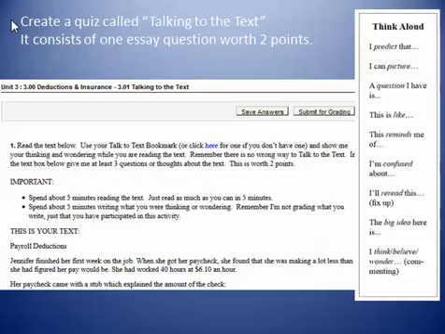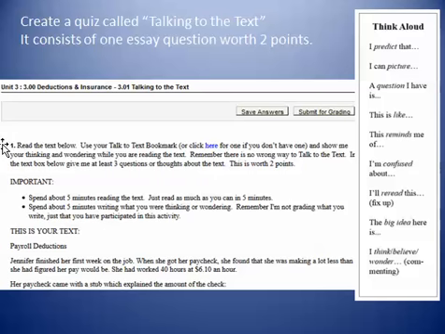So if it was in Unit 3, it might be 3.01 Talking to the Text. It consists of one essay question, which is worth 2 points. Here's an example of one of my Talking to the Text assignments. The first bit of it is the instructions, and that's the same for all of my assignments. And then right here where it says payroll deductions and on, that's the text that would change from assignment to assignment. So I'll give you an idea of the instructions that I give my kids.